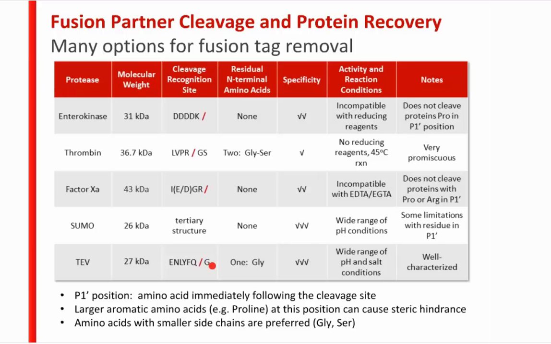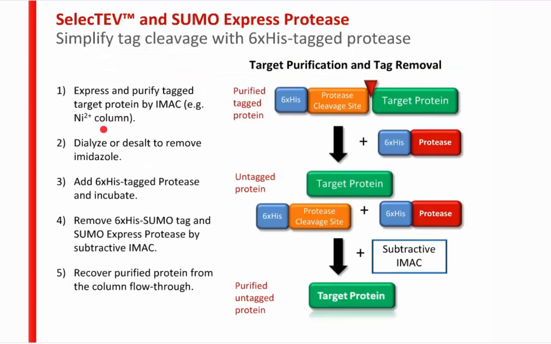All right, so this is a workflow illustrating our SelecTEV and Sumo Express protease workflow for target purification and tag removal. Both of these proteases are 6-his tagged. If you're not familiar with using 6-his tagged proteases, it's a pretty slick way to remove the protease from your target of interest after cleavage.